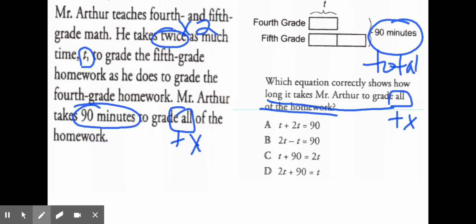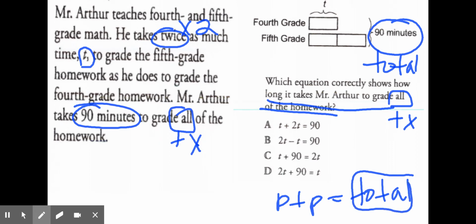Now, when I'm writing an equation, do I usually put the total in the front part with the adding and the minus sign, or do I put it behind the equal sign? You're right. Usually when I am adding something up, my total's going to be in the back behind the equal sign because I usually add up parts to give me my total or my whole. So my total should be back here behind the equal sign. So I can go ahead and get rid of C and D because the 90 is not behind the equal sign. So just knowing a little something about totals, that got rid of half my choices.